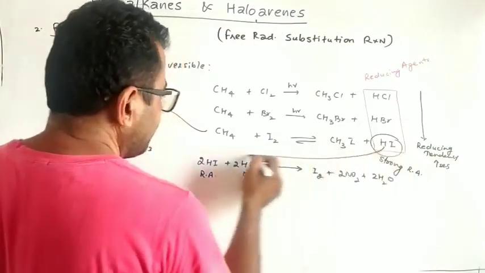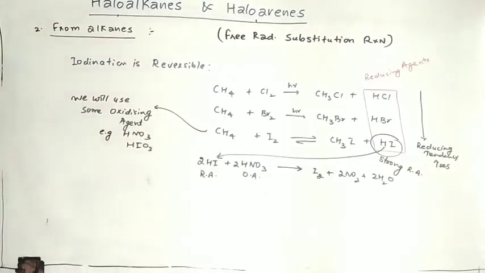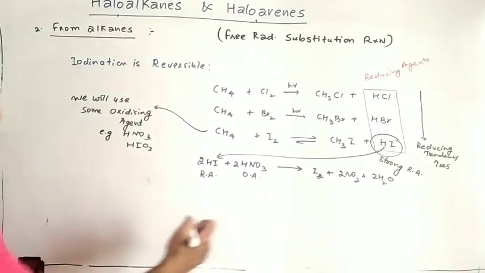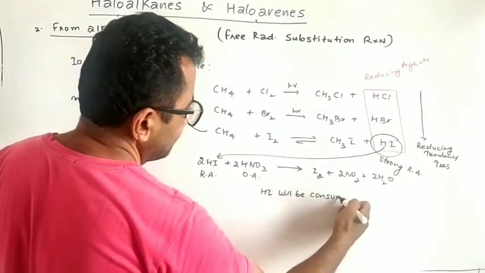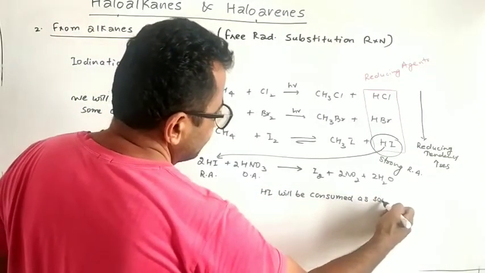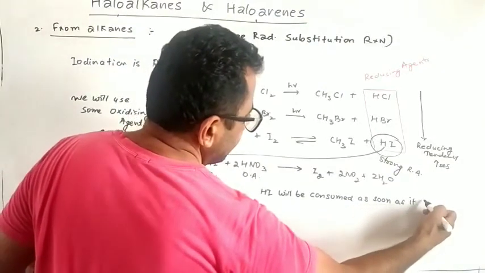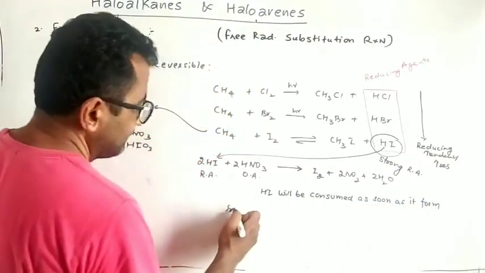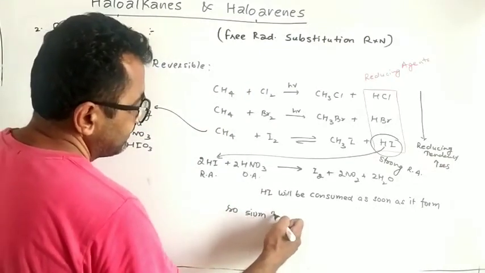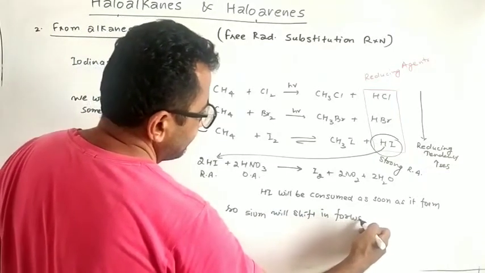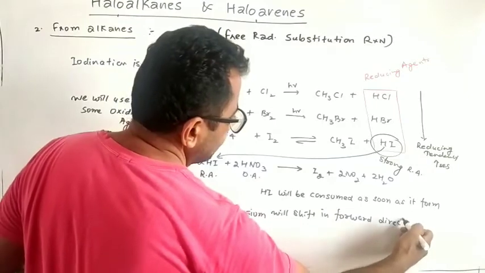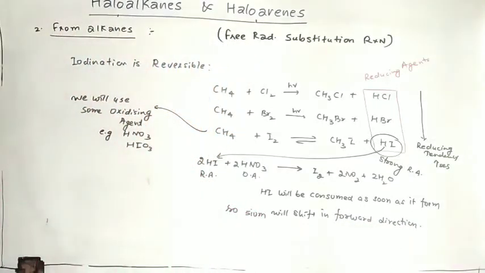So जैसे ये बनेगा, इसको कंज्यूम कर लेगा HNO3 और जैसे ही कंज्यूम हुआ, the equilibrium shift in the forward direction. Okay, तो HI will be consumed as soon as it formed. So equilibrium will shift in forward direction according to Le Chatelier principle. That's why we use some oxidizing agent.